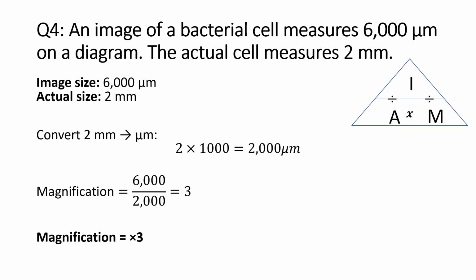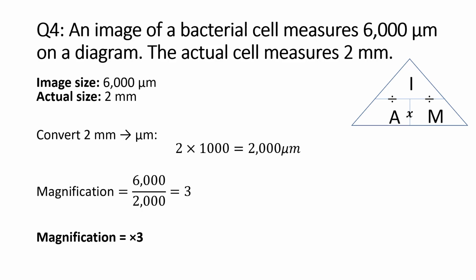So in this particular question, an image has been measured as 6,000 µm. Don't always assume that the image will be given in millimeters. It can be given in any of those measurements and you have to convert them. The actual size of the cell is 2 millimeters. And again, it does not matter which unit we convert them to, as long as both numbers are in the same unit, that's all that matters.